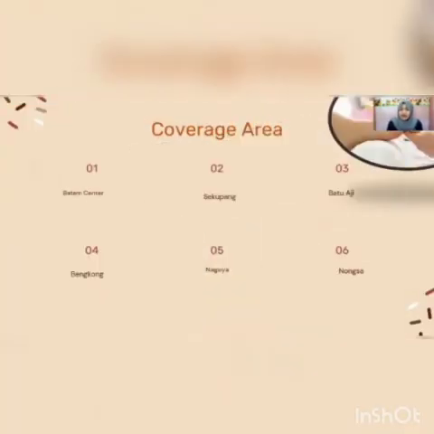And the mani and pedicure coverage area. The coverage area has six areas in Batam: the first is Batam Center, the second is Kupang, third is Batu Aji, fourth is Bengkong, then Nagoya, and the last is Nongsa.